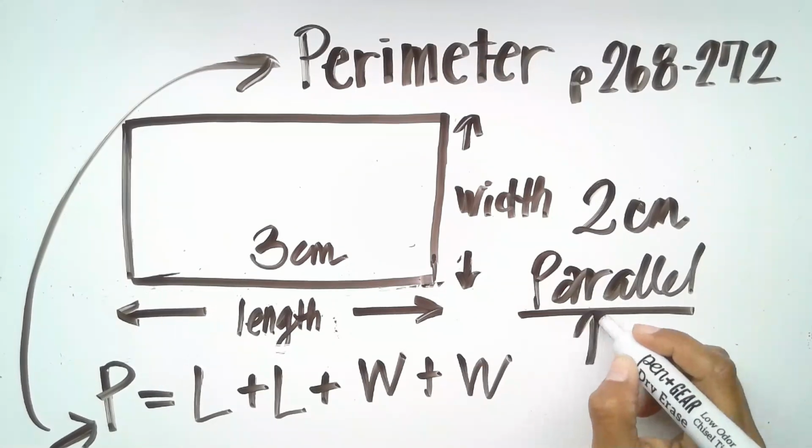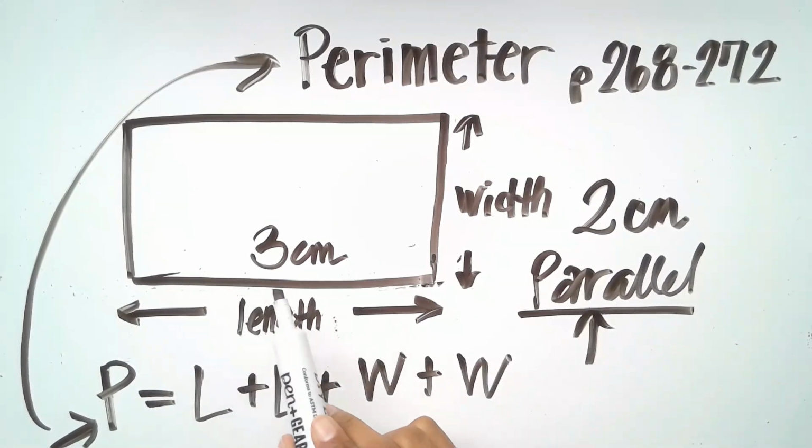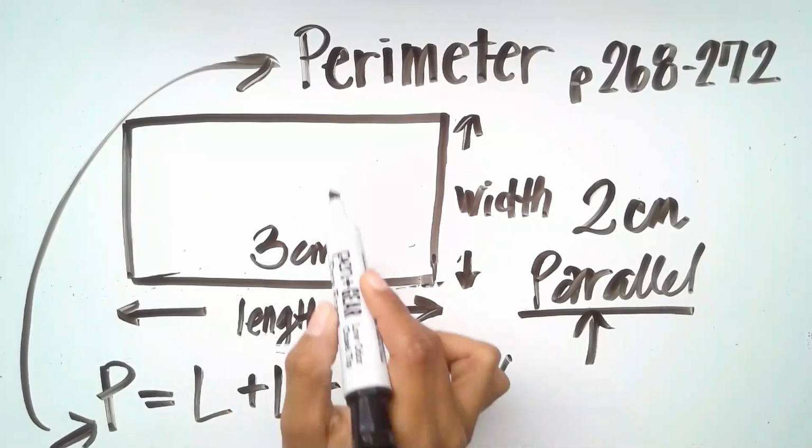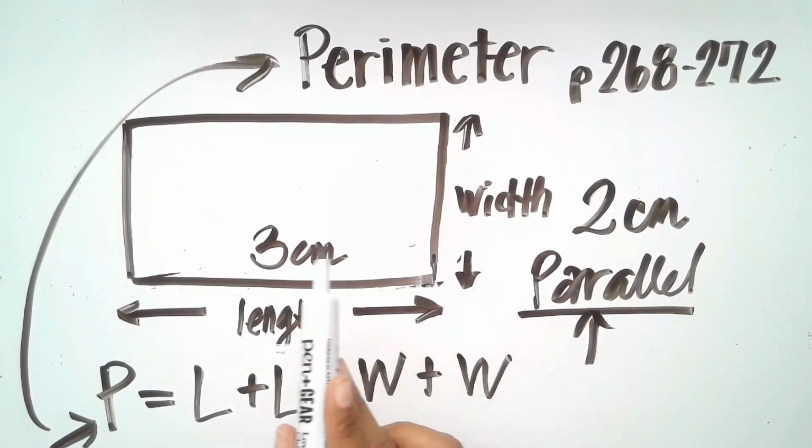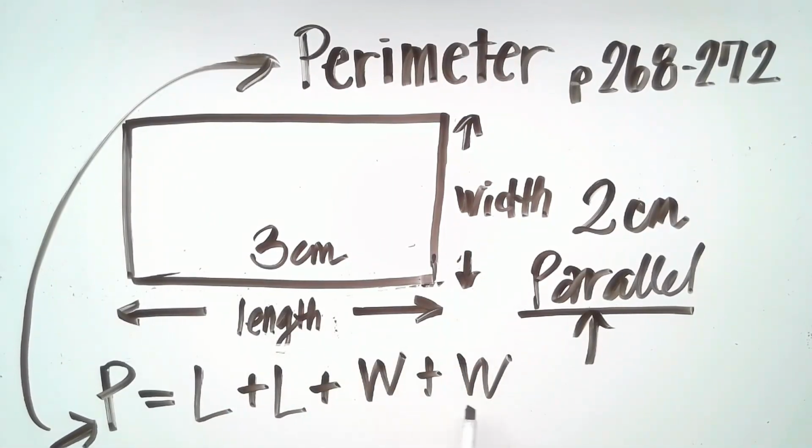But we're going back to talking about these parallel lines. I have two sides here, this side and this side, that are my lengths. That's why I wrote two L's. And then I have this side here and this side here, which are my W's.